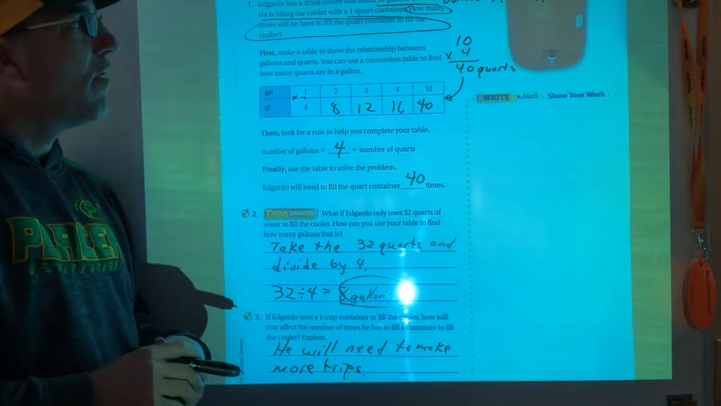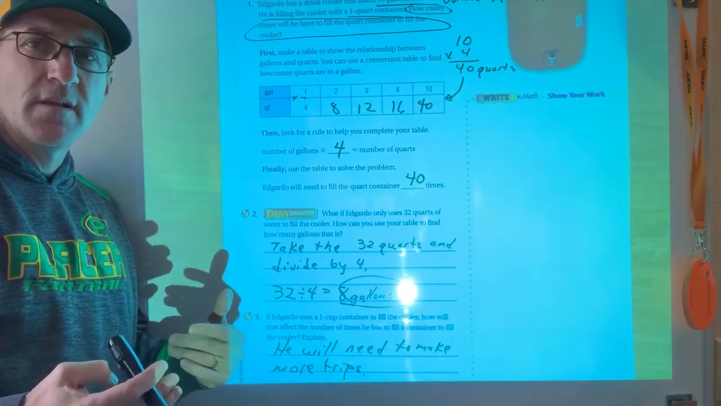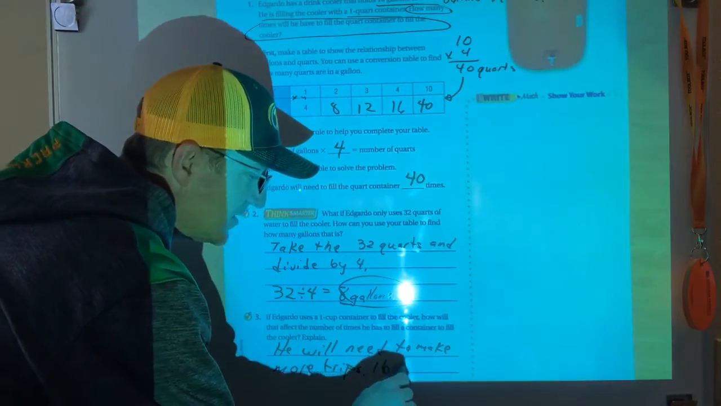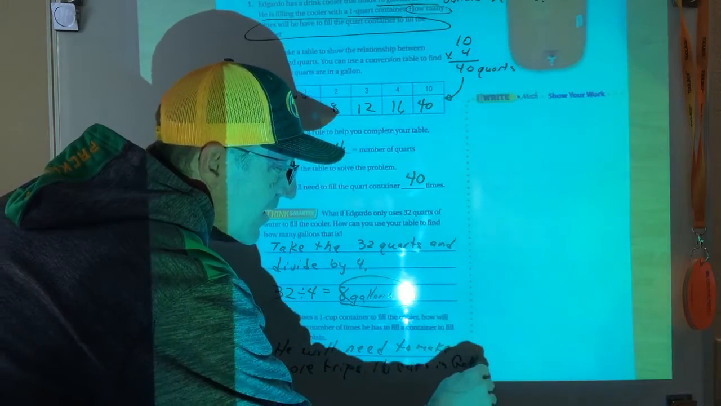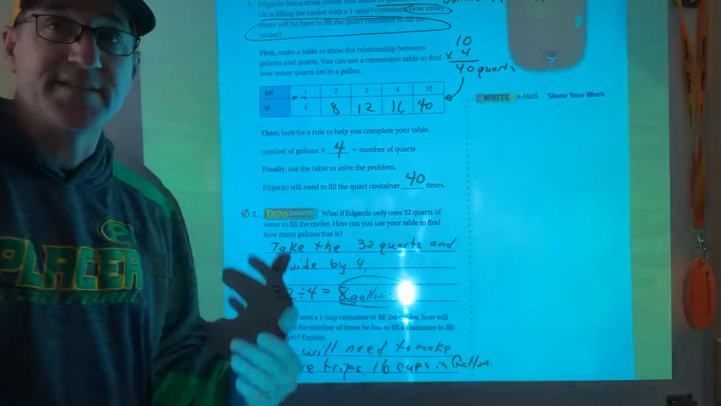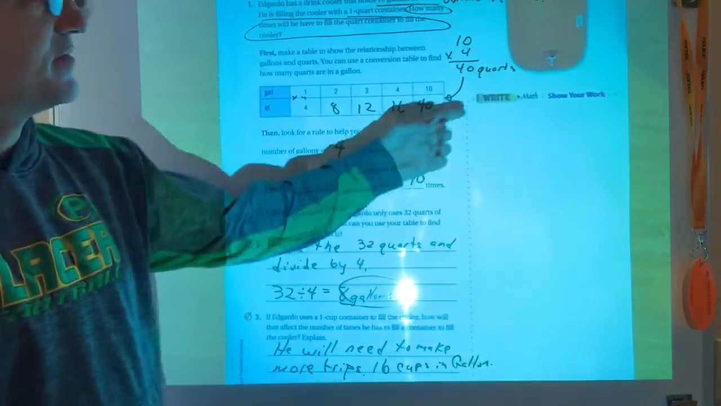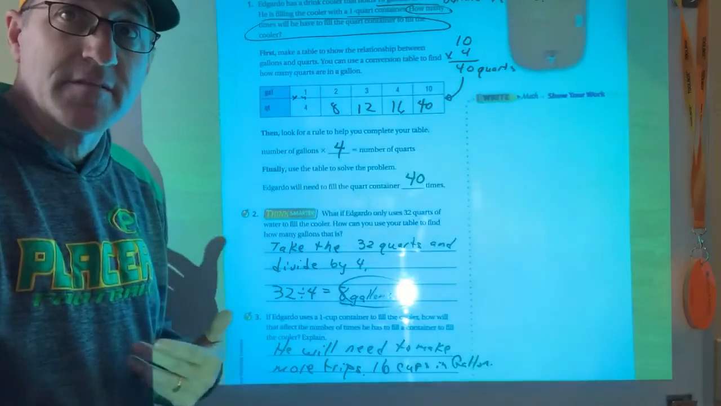Okay, and how many cups are in a gallon? 16, right? 16 cups in a gallon. And if you just did the math really quickly, what is 10 times 16? 160. You have to make 160 trips, right? 4 times as many. All right, boom. Now we got just 2 more pages left.